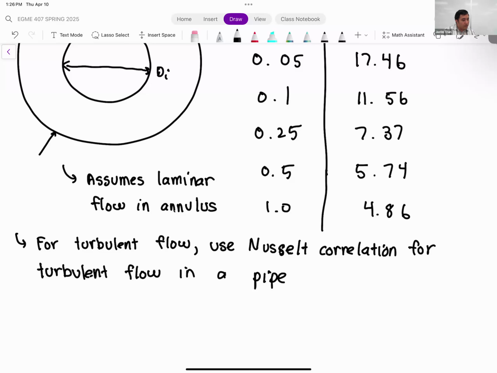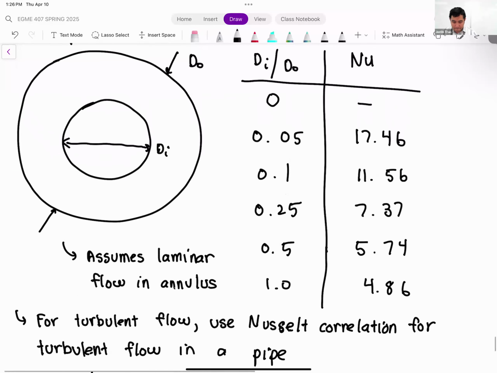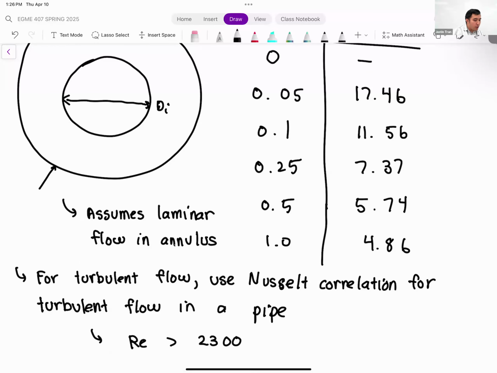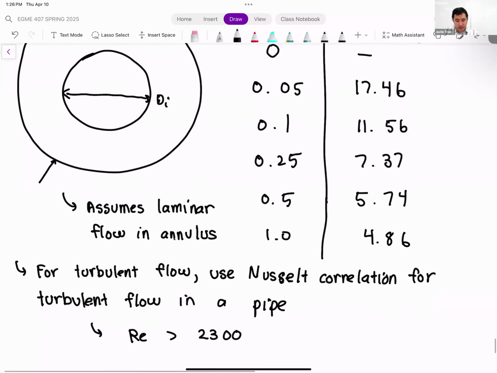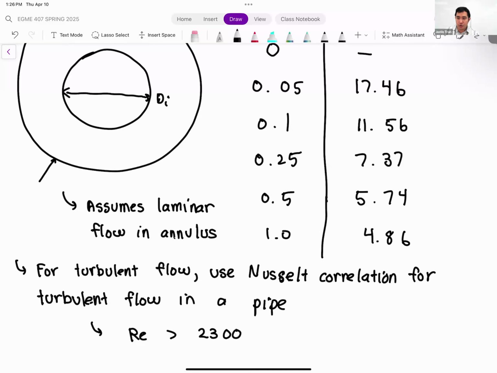All right, so I actually don't have the formula in front of me, the Nusselt correlation for turbulent flow in a pipe, but we've used it before, right? I should just say this is for Reynolds number greater than 2300. Thankfully, flow in an annulus is pretty straightforward, so there's not too much new we have to do with it. The only thing that changes is that if you have laminar flow, just make sure you use this table to compute Nusselt numbers.